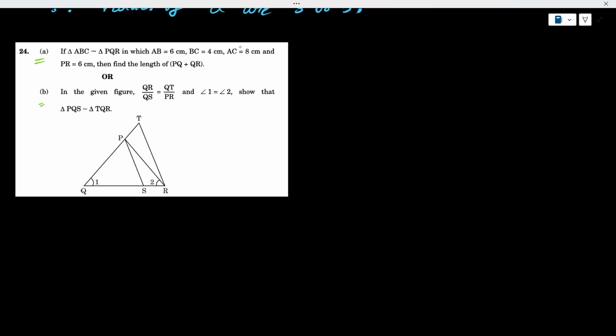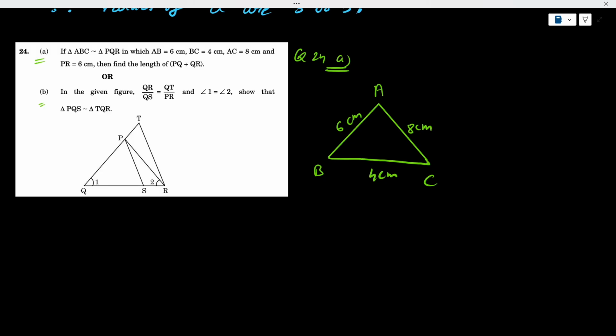Whenever you are having any question, first you have to draw the figure. If I'm taking one triangle ABC, it's already given they are similar. We need to find the length here. So if I write down ABC here, all these figures are not to scale, so it's fine if you are drawing just a rough figure: 4 centimeter, and AC is 8 centimeter.